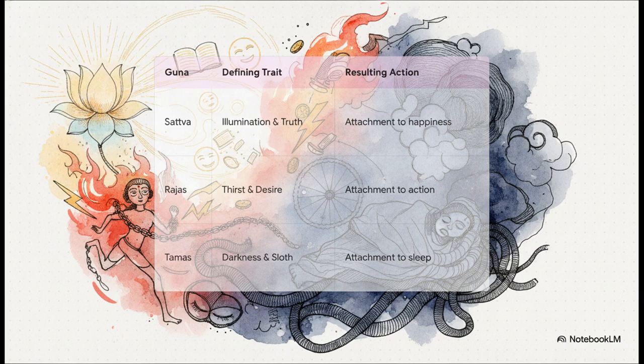Next is Rajas, the mode of passion. This one is all about thirst and desire, and it ties us down through this endless attachment to action, restlessness, and greed. And finally, we have Tamas, the mode of ignorance. This is the heaviest rope of all. It's defined by darkness and sloth, and it binds us through negligence, delusion, and sleepiness.